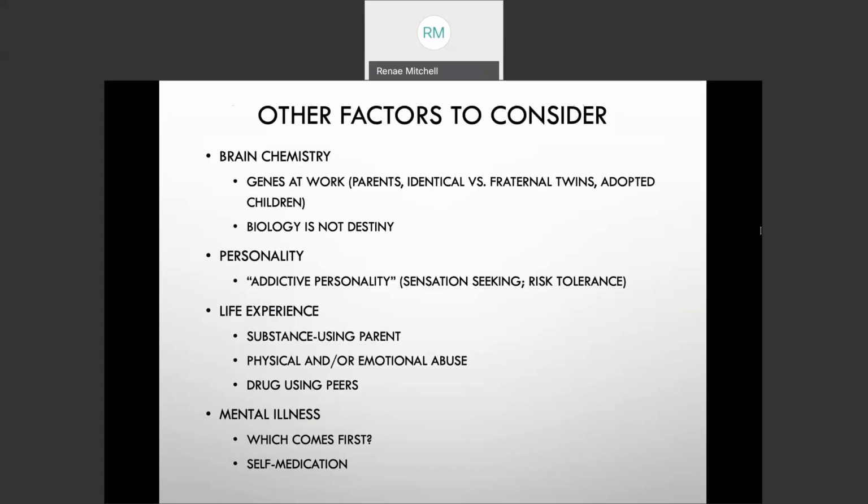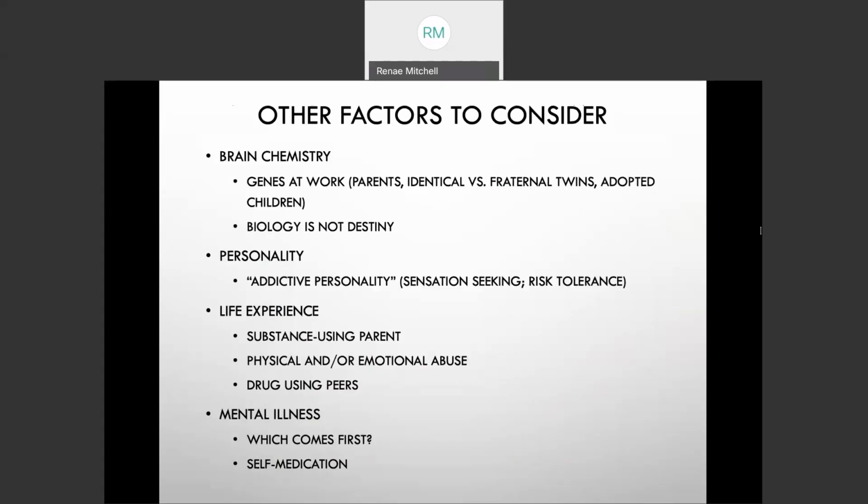Environment or life experiences. So having a substance using parent, one, imparts probably some genetic components and predisposition to using drugs, but also just the social experience of watching a parent or someone important in your life, a caregiver, using drugs, can predispose a child to grow up to use drugs as well. It's sort of a learned thing.